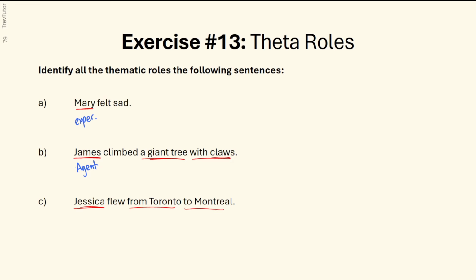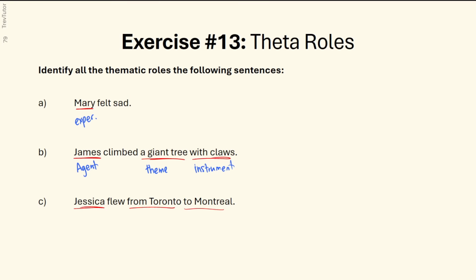A giant tree is the thing being climbed on. So this is our theme. It's being affected by the action of climbing. And with claws is telling us how we did the climbing. So this, in this case, is an instrument because it's telling us, when we did the climbing, what sort of object did we do it with? Well, with claws.